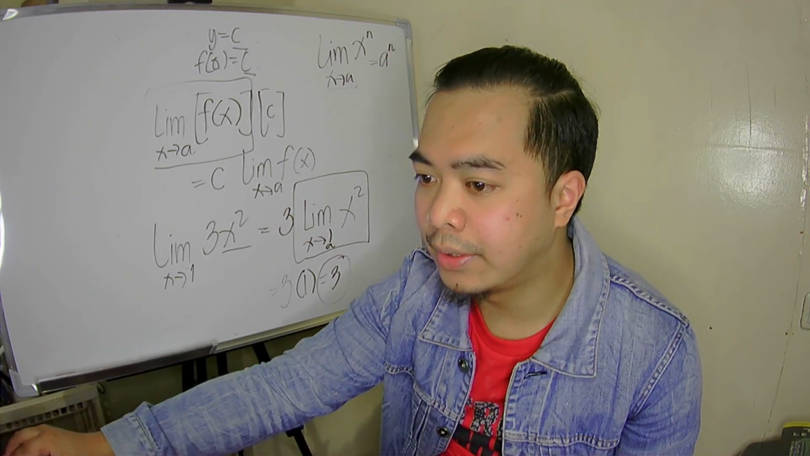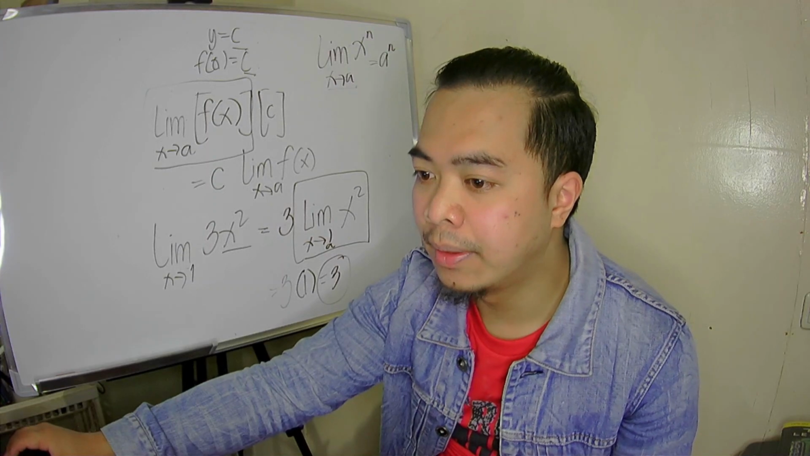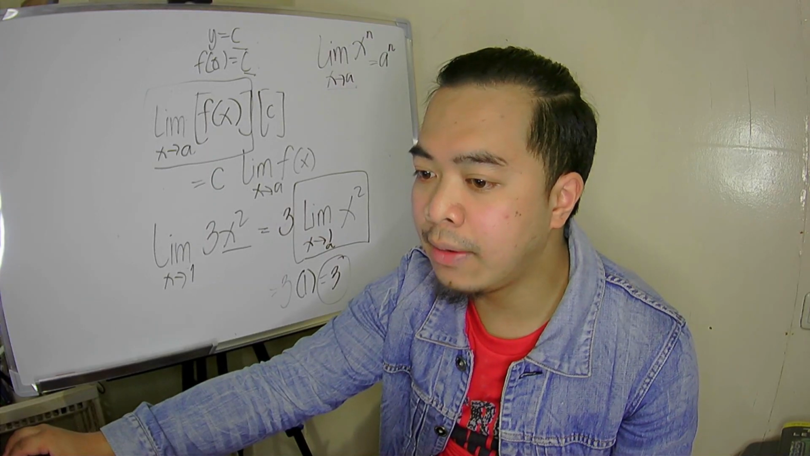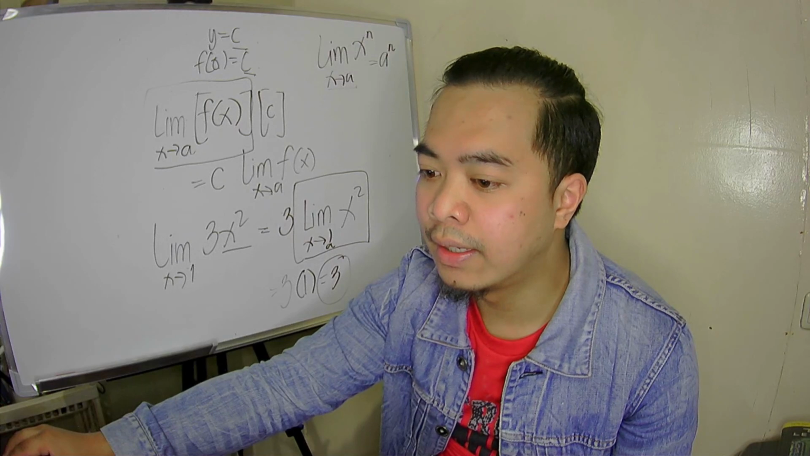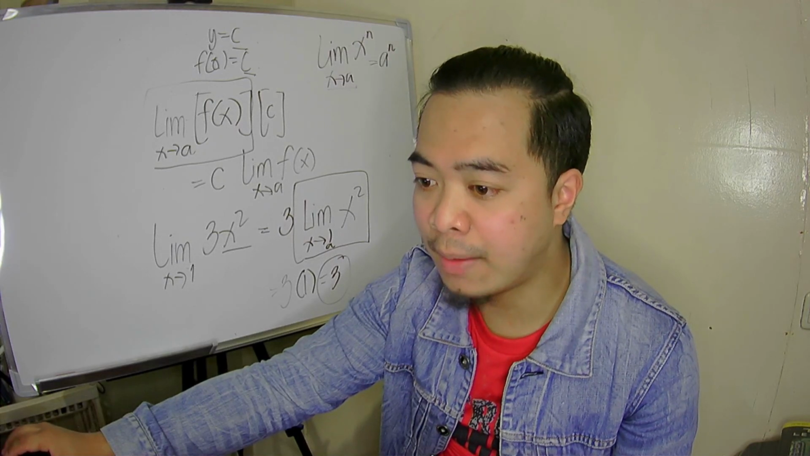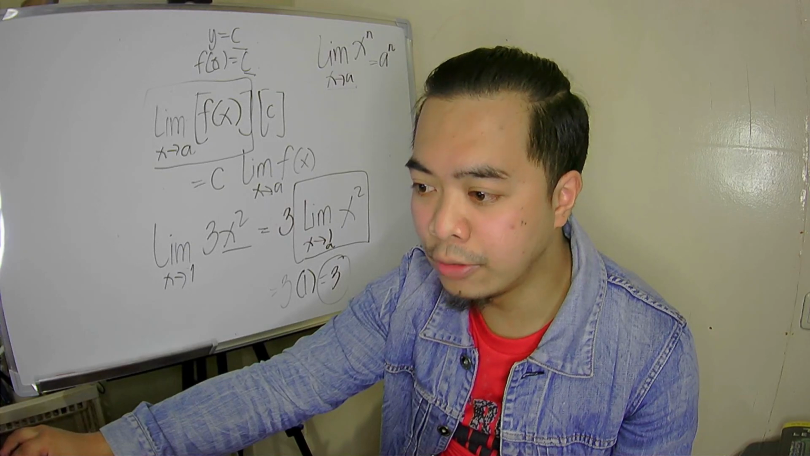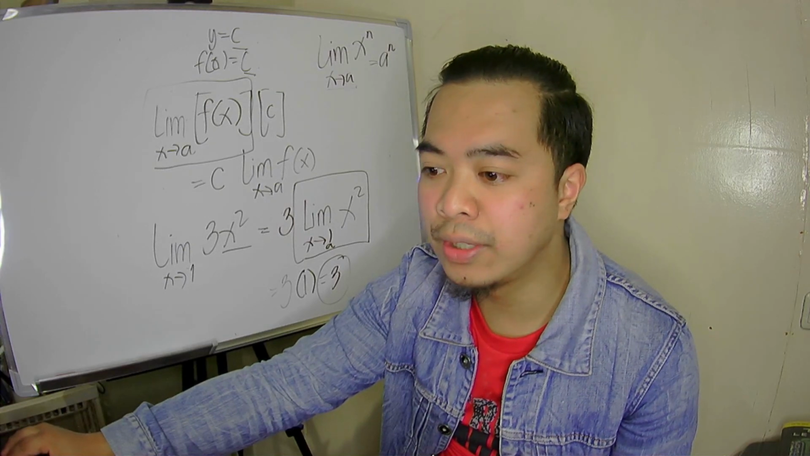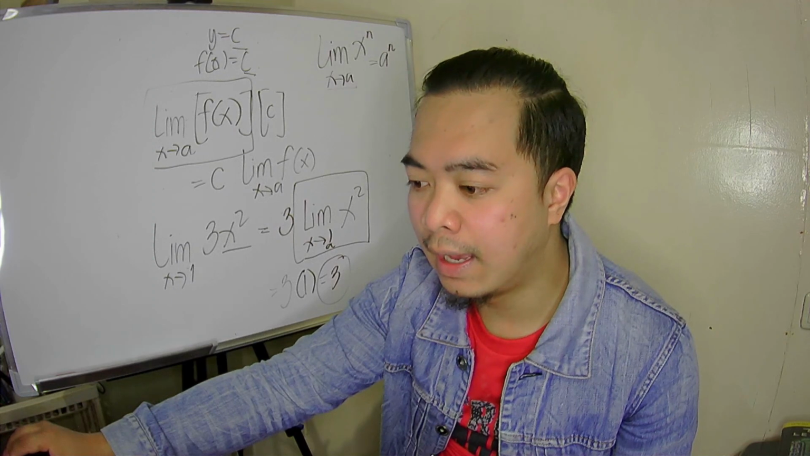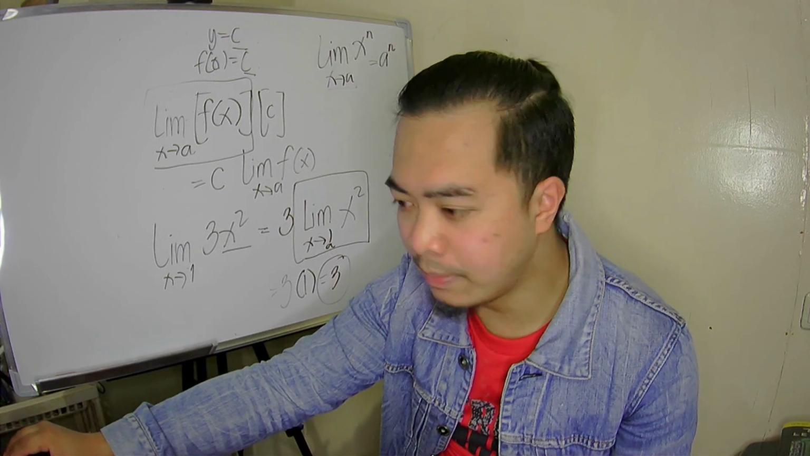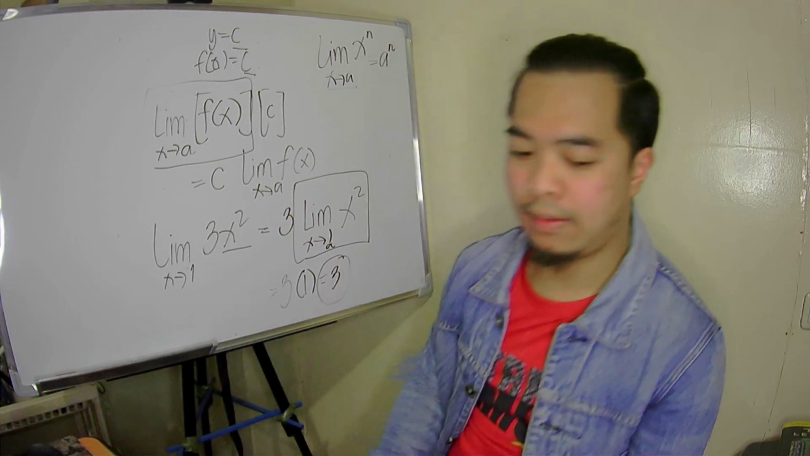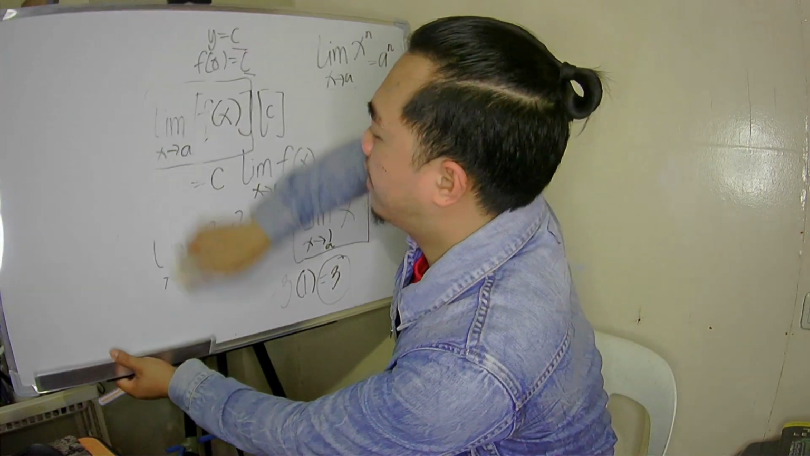What are other properties here? Property 3, 4, 5. Those are properties about a sum, a product, or a quotient of two functions. So, yun yung pinupunan natin ng limit. Let's provide some example.